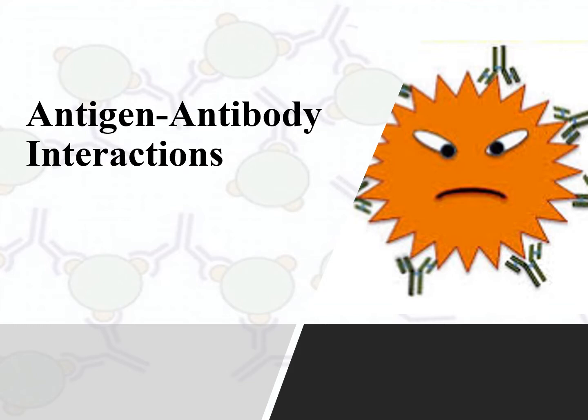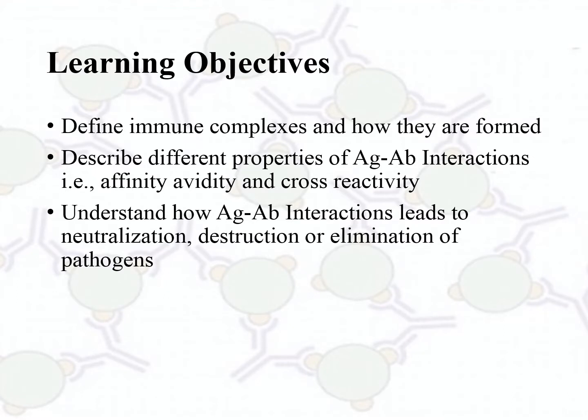Today we are going to study about antigens and antibody interactions. By the end of this lecture, you will be able to understand what immune complexes are and how they are formed, different properties of antigen-antibody interactions like affinity, avidity, and cross-reactivity, and how these interactions lead to providing immunity to pathogens, that is via neutralization, destruction, or elimination of pathogen. Let us start the lecture.